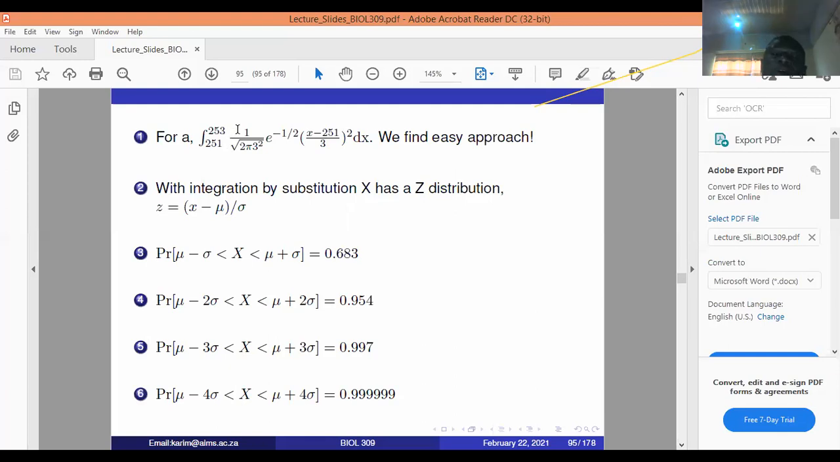All right. So we have 1 over 2 pi, and then you remember our sigma is 3 to the power 2, and we have negative 1 over 2, x minus 251, which is our mean, divided by 3, all to the power 2, and we differentiate with respect to x. So we have this to find, but you can see that it's not easy to solve this. So we look for the simplest approach by which we'll be able to address this.